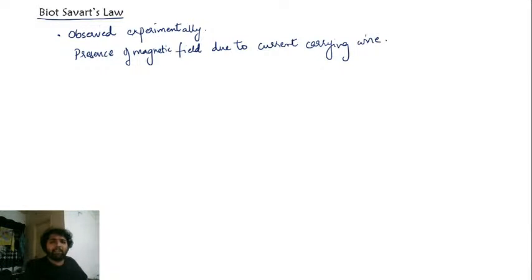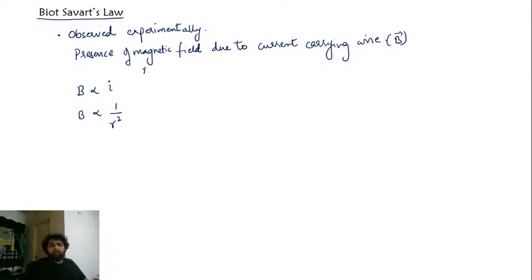It has been observed experimentally that the presence of magnetic field is due to a current carrying wire. Let's take the magnetic field to be B. Magnetic field is generally represented by B. So it was observed that B will be proportional to the amount of current flowing through the wire, and it is also proportional to 1 by square of the distance between the current carrying wire and the particular point.